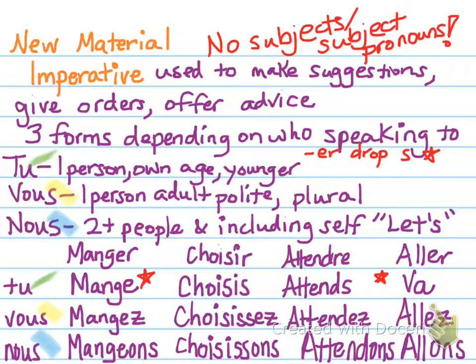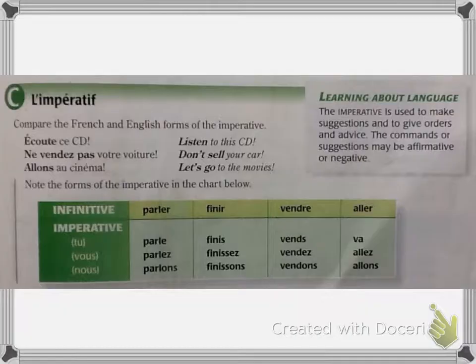Okay, so let's take a look at this the way it's presented to you in your textbook. S'il vous plaît, ouvrez vos livres à la page 291. C'est l'impératif, the learning about language. The imperative is used to make suggestions and to give orders and advice. The commands or suggestions may be affirmative or negative. Compare the French and English forms of the imperative. Écoute ce CD. Ne vendez pas votre voiture. Allons au cinéma. Note the forms of the imperative in the chart below.